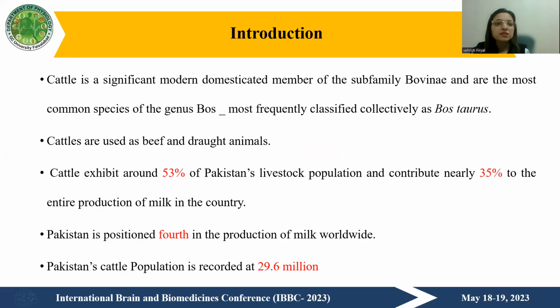As we all know, cattle is a significant modern domesticated member. It belongs to the subfamily Bovini, and it is the most common species of the genus Bos, most frequently classified collectively as Bos taurus. Cattle are used as beef and draught animals. They exhibit about 53% of Pakistan's livestock population and contribute nearly 35% to the entire production of milk in the country. Pakistan is positioned fourth in the production of milk worldwide, whereas Pakistan's cattle population is recorded at 29.6 million.